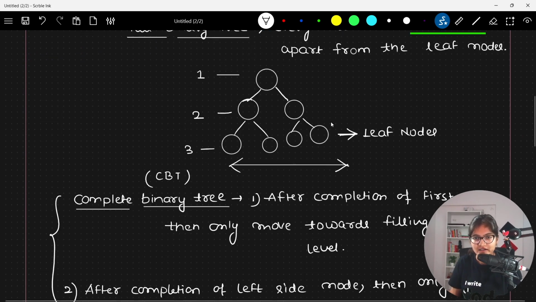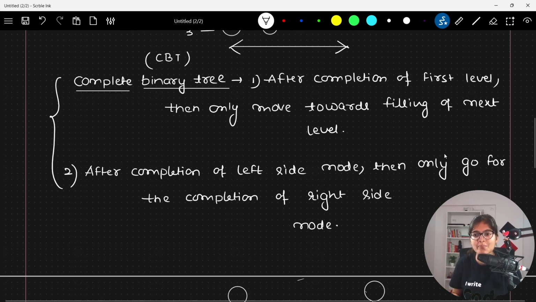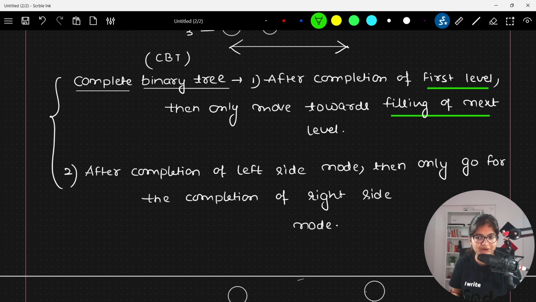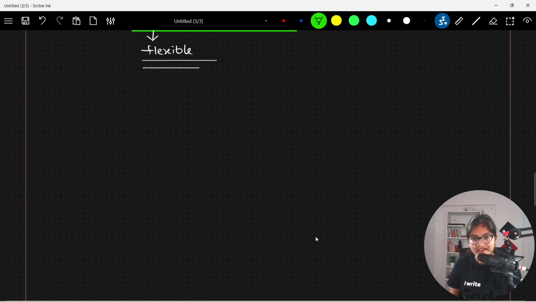It's a kind of data structure which says that only after completion of the first level will we move towards the next level while filling the nodes. Secondly, only after completion of the left side node will we move towards filling the right side node, right? Okay. Now the next important thing that you need to understand here is this part also.